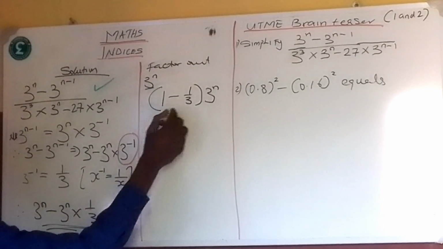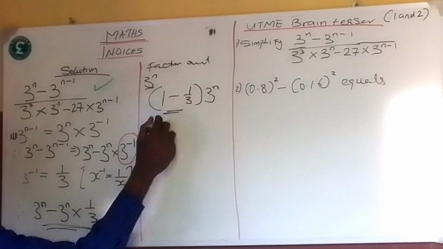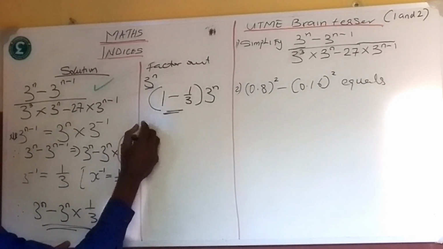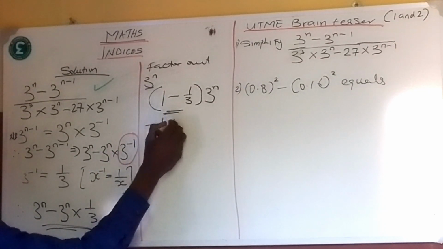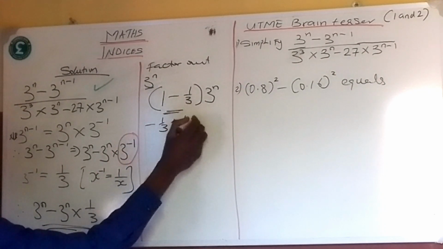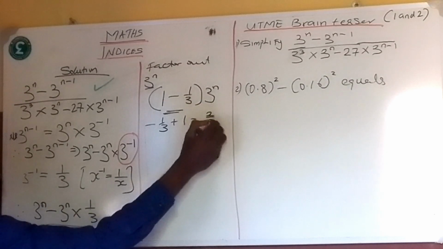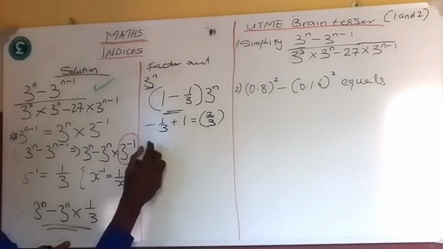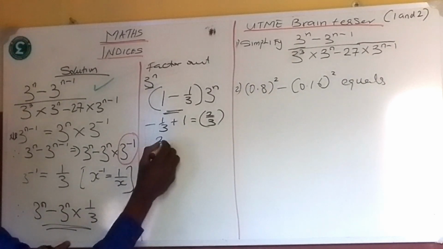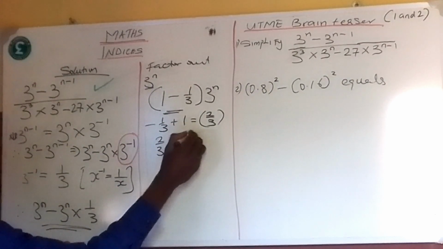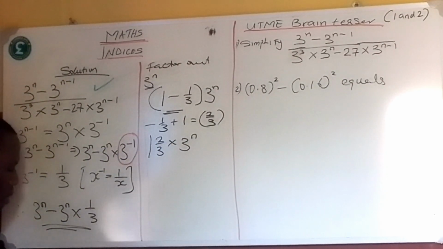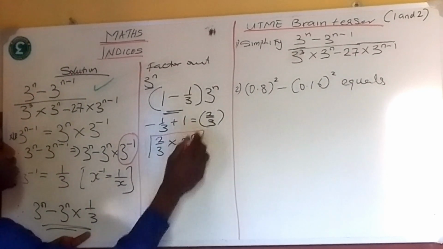Now, I need to deal with the bracket. If I deal with the bracket, it becomes minus 1 over 3 plus 1, and that gives me 2 over 3. So what I have now is 2 over 3 times 3 raised to the power of n. You need to keep this at the back of your mind. We have to keep this somewhere.